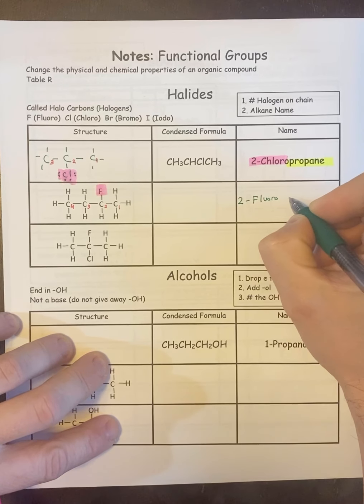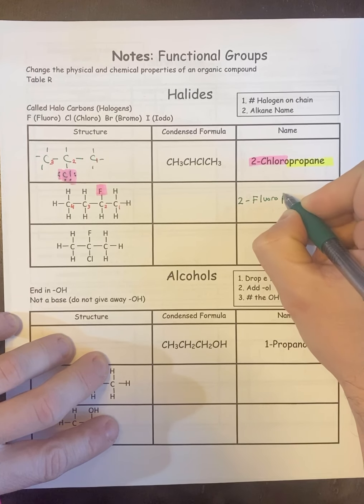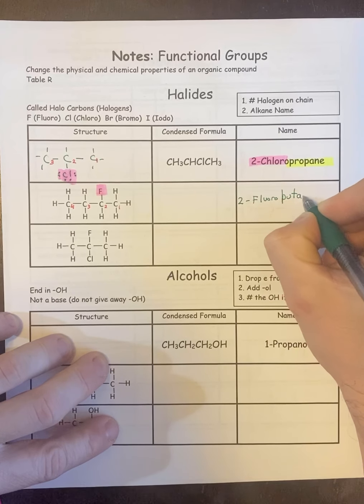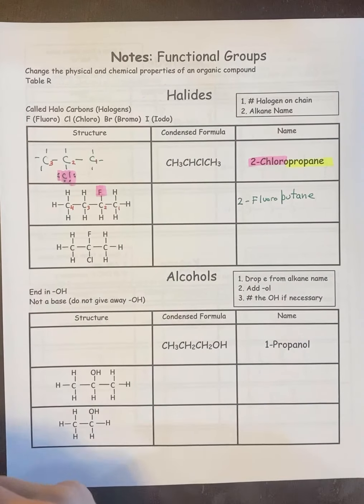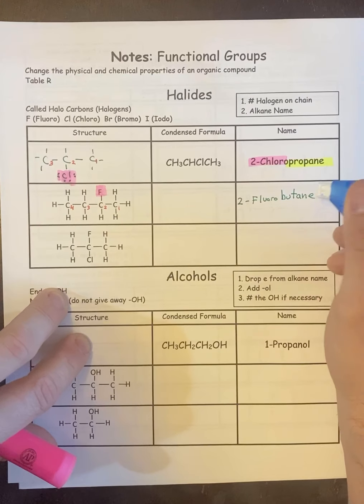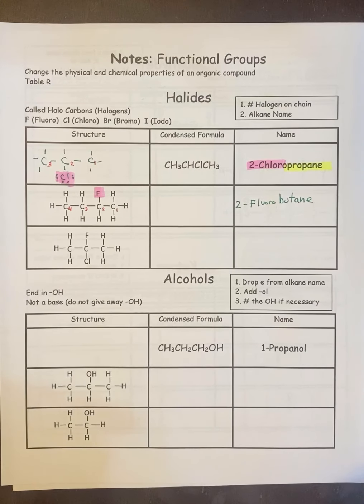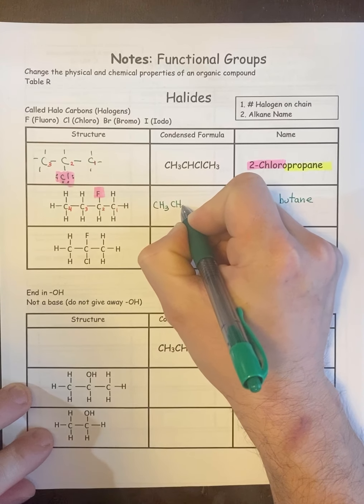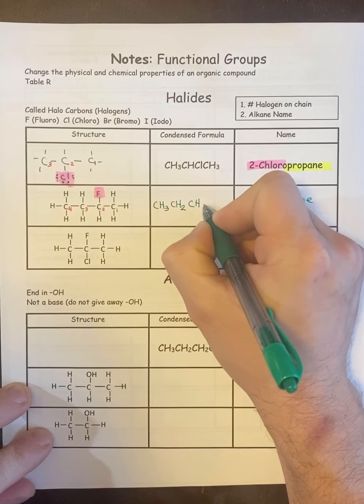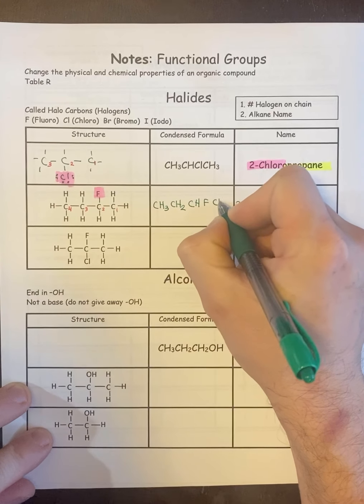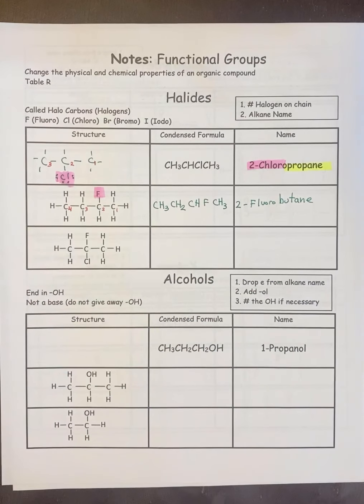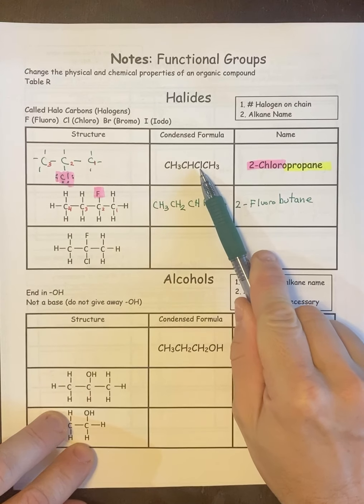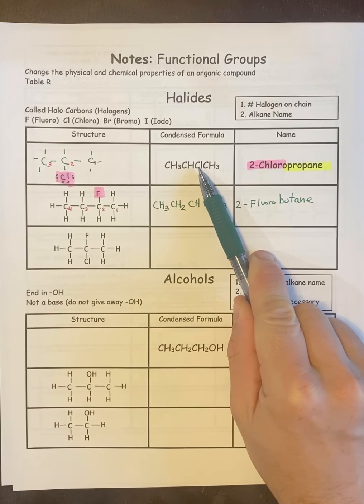So this thing is going to be called 2-fluorobutane, because it's 4 carbons in a row instead of 3. It's that simple. For this, and then condensed, it would be CH3, CH2, CHF, CH3. And I condensed it the same way they condensed the Cl here in the first problem.